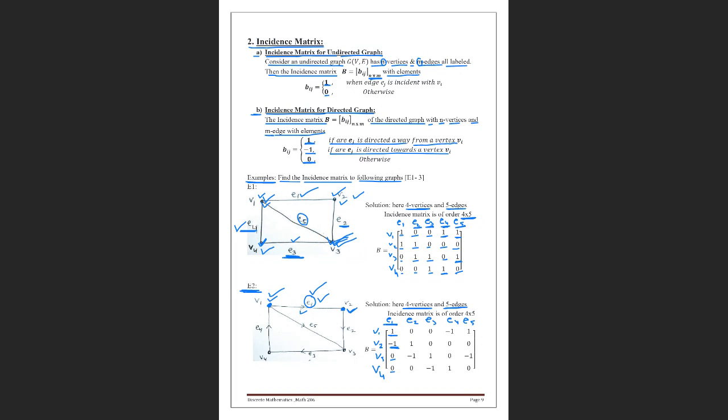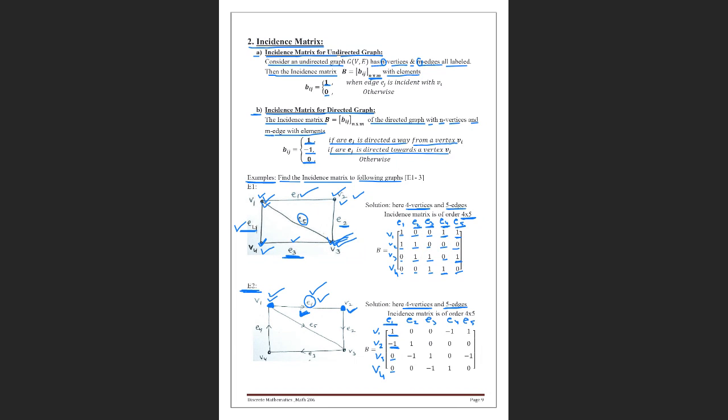See this. Can you see this? Edge E1, the arrow is present here. Okay, edge going to V2, coming at this vertex V2, so V2 is -1, and going from V1, so V1 is +1.